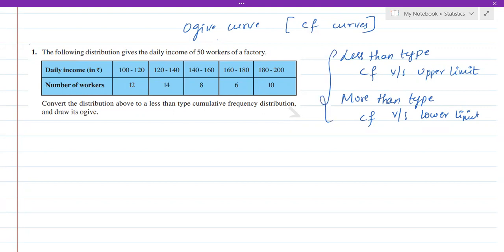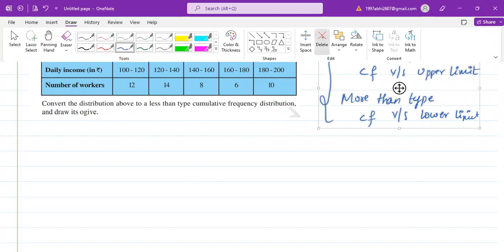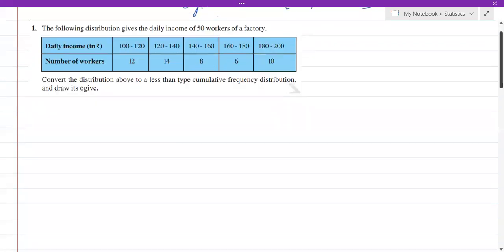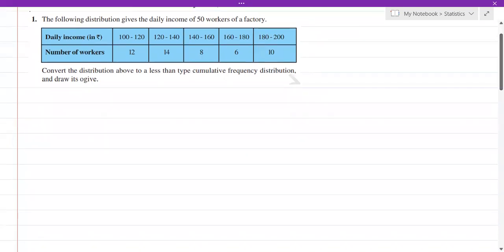In the first question, the following distribution gives the daily income of 50 workers of a factory. Convert the distribution above to a less than type cumulative frequency distribution. First, we have to convert this table into less than type, and then draw the ogive. It's not necessary that we should always convert to less than type before plotting, but in this question it is given that we have to convert it. So let's convert it.